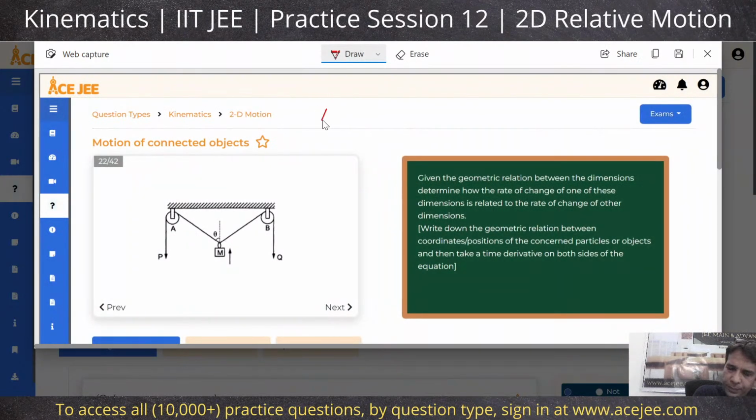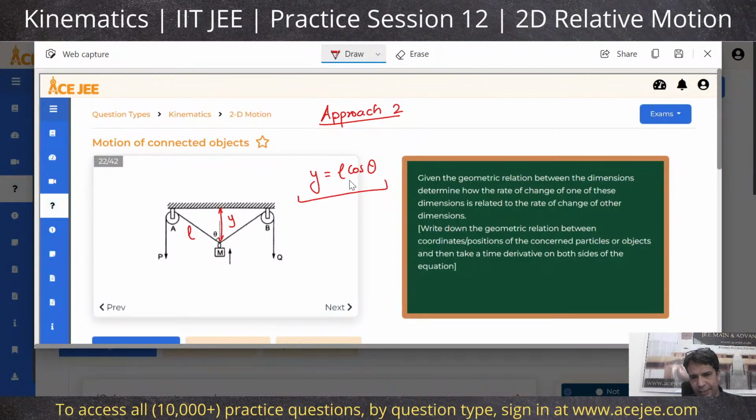So approach 2. We'll mix the linear variables, the translational variables. Translational means the variables along the standard coordinate axes x, y, z. So we'll mix them with the angles. So let's call this distance y. This is L. So obviously y is equal to L cos theta. Yes, beta? y is equal to L cos theta.